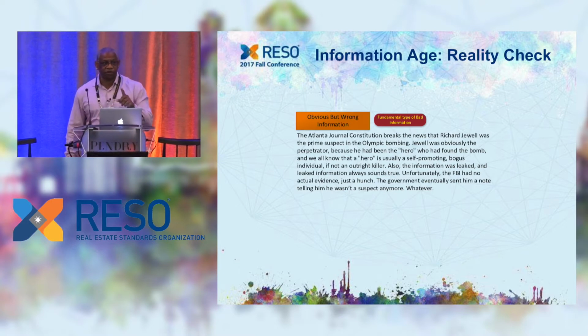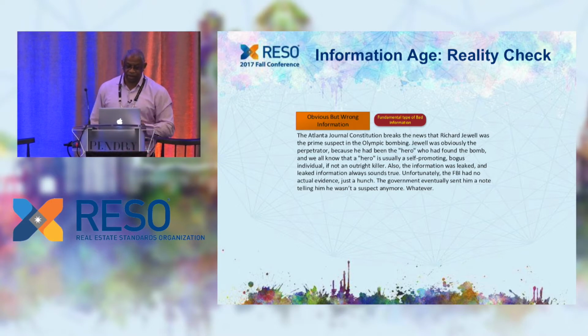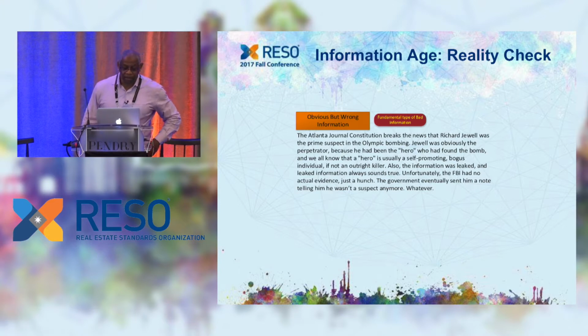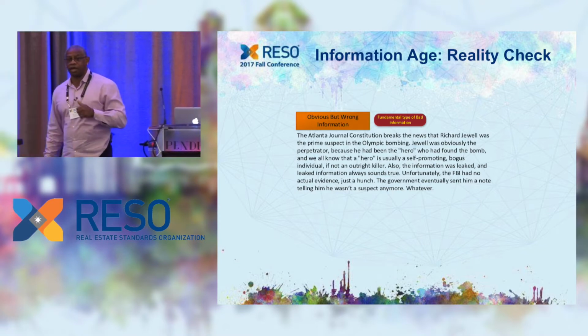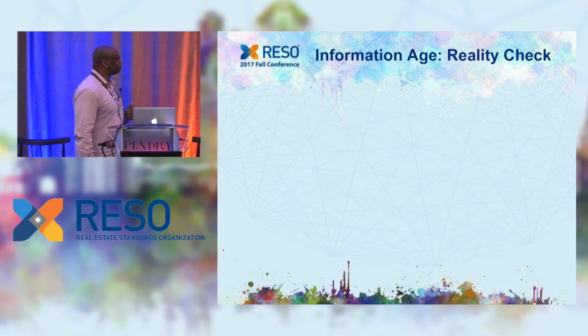So all of you remember the event in Atlanta, right? The bombing there. This is a case of obvious but wrong. Information can be obvious, but it can also be wrong.